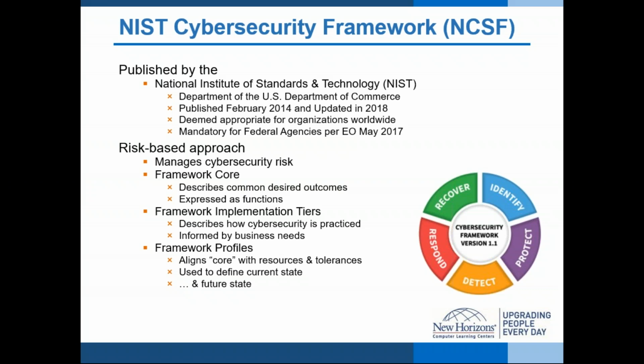There's the framework core, which basically describes the desired outcomes, and it's expressed as functions. Okay, so things that you need to have in place as functions in order to achieve the outcomes that the framework describes. There are implementation tiers, and it basically describes how cybersecurity is practiced, and it's informed by business needs. Okay, so if your business is a financial services company and you have these specific needs, you put in place the controls that are associated with the financial service marketplace. Same thing for healthcare, energy, government, and so on and so forth.